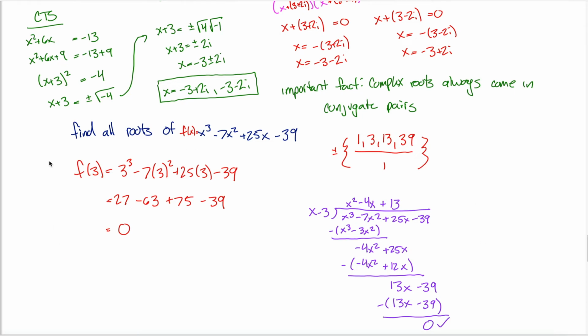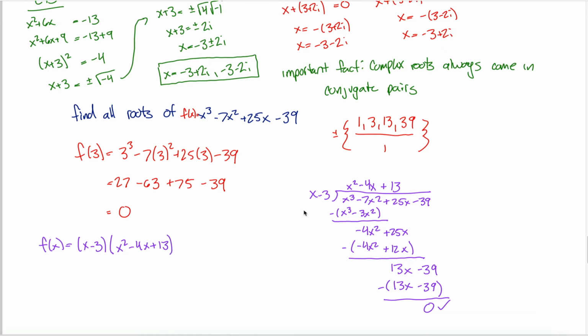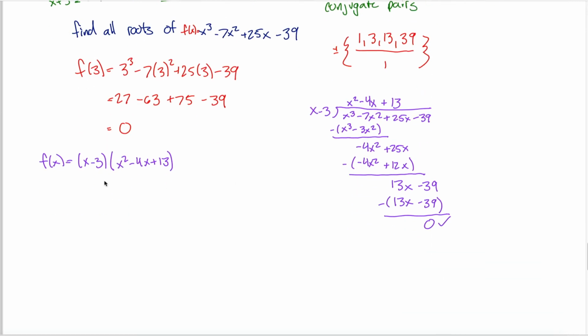What that tells me is my polynomial f of x, which was originally given to me as x cubed minus 7x squared plus 25x minus 39, can be rewritten as x minus 3, the factor that I came up with after I recognized that 3 was a root, times this quotient x squared minus 4x plus 13. I know one of the roots, 3, that corresponds with this factor. I don't know the two roots that correspond with this factor, but I can find them. All I have to do is solve the equation x squared minus 4x plus 13 equals 0.